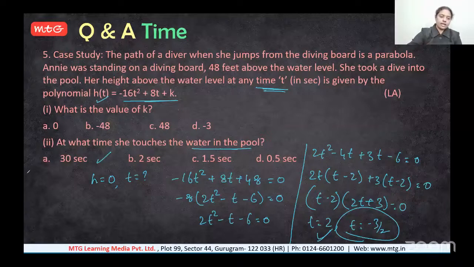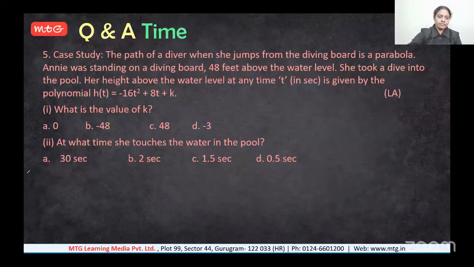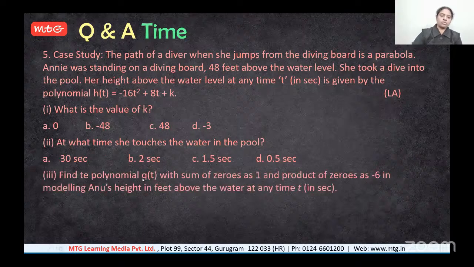Now, let's see the last question of this case study. Here you go. Find the polynomial q of t whose sum of zeros is 1 and the product of zeros is minus 6. This is analyzing the modeling of another person, Anu's height in the water level at the time of t. You have to find the polynomial. Here, the sum of zeros and product of zeros are already given to you.